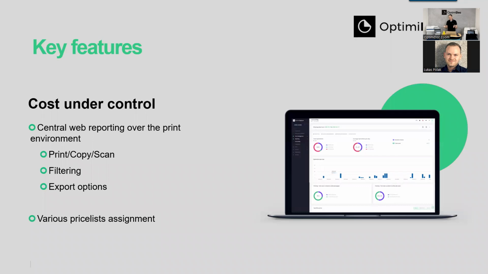The last one is the accounting and the reporting. So still through the OptimiDoc Cloud platform, you can see what's going on inside your print environment and see who, what, and when prints, copies, or scans a document. Of course, we also provide the export option so that you can export it and create your own reports as you need or as the customer needs. So that's a general introduction.